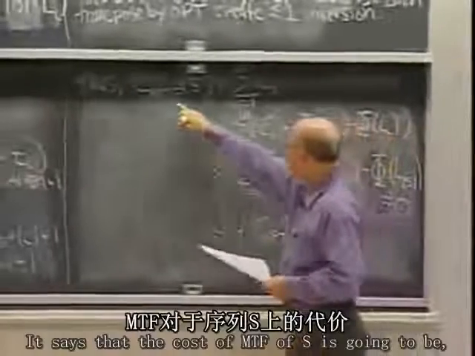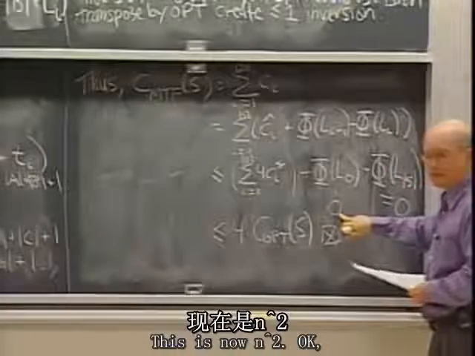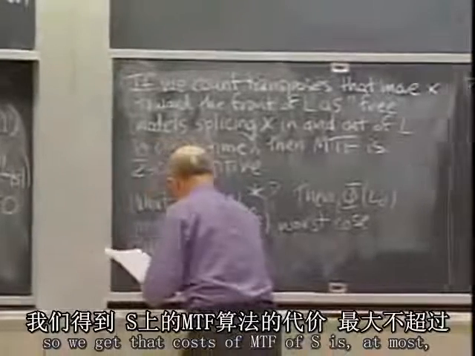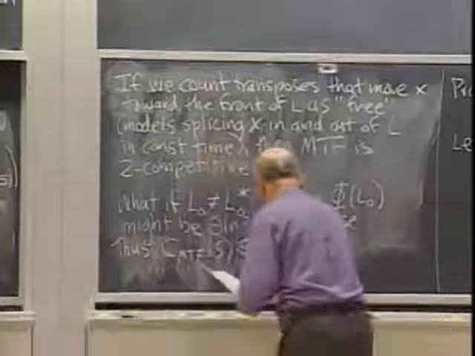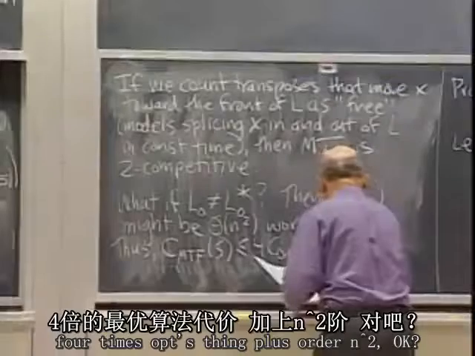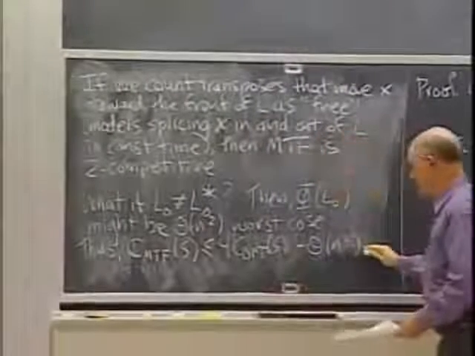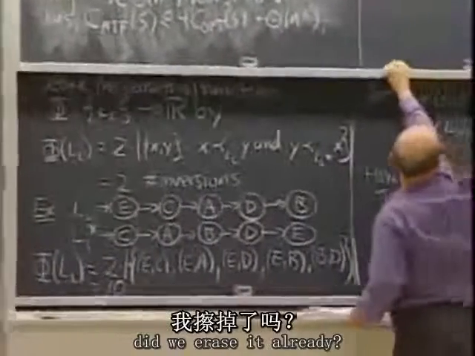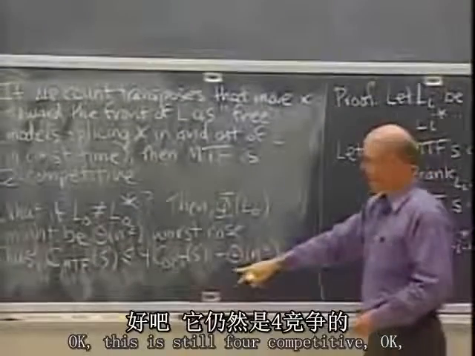It says that the cost of MTF of S is going to be, well, this is no longer 0. This is now n squared. So we get that the cost of MTF of S is at most 4 times OPT's cost plus order n squared. And if we look at the definition of competitive, did we erase it already? Erase the definition of competitive. This is still 4-competitive.